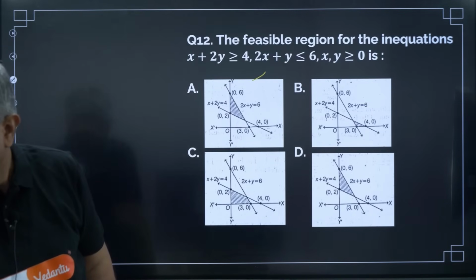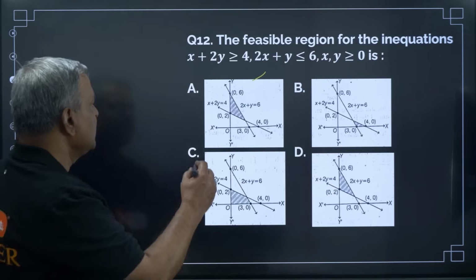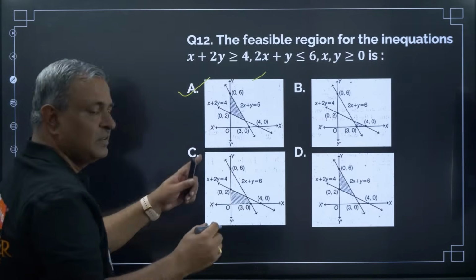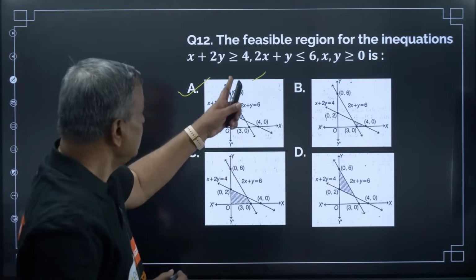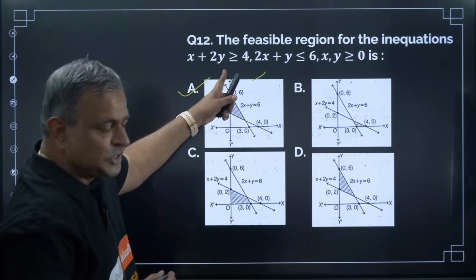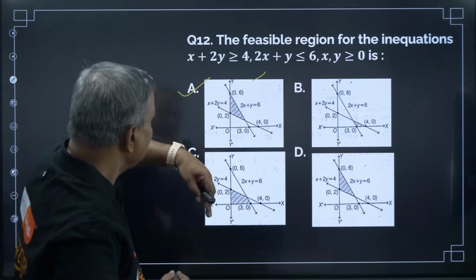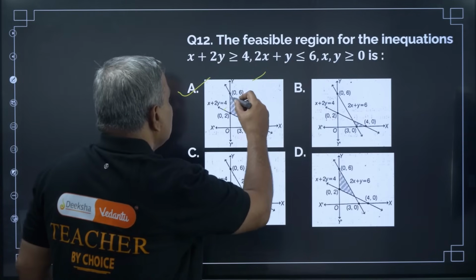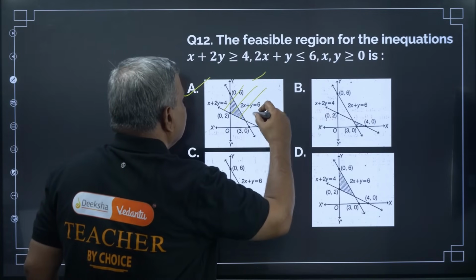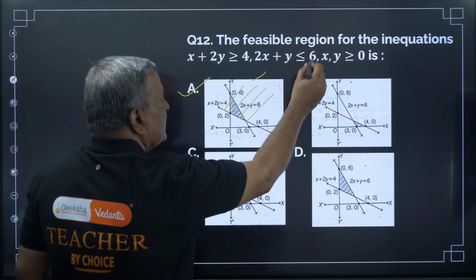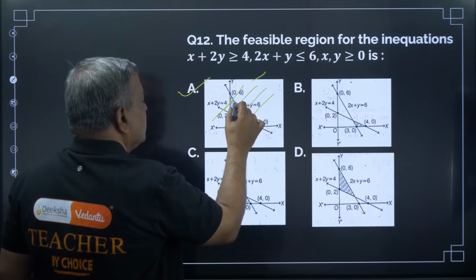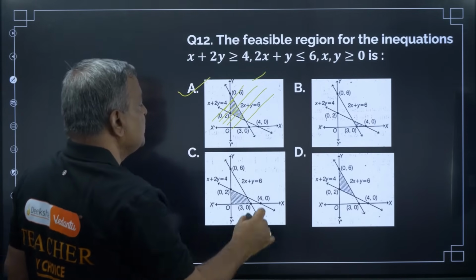Question number 12, you get option A is correct. Very easy, just observe and check. I repeat once again, you put 0, 0. 0 is greater than 4, wrong. Away from the origin. And put 0, 0: 0 is less than 6, yes, correct. Towards the origin. This is the shaded region.